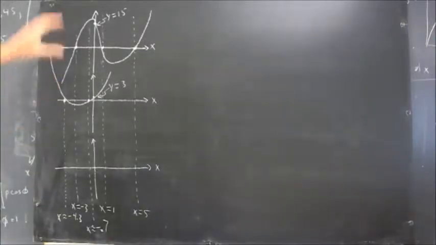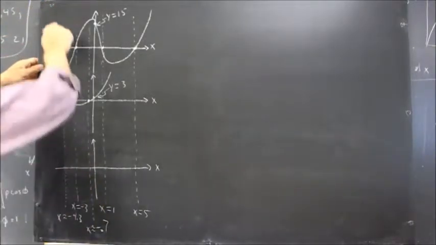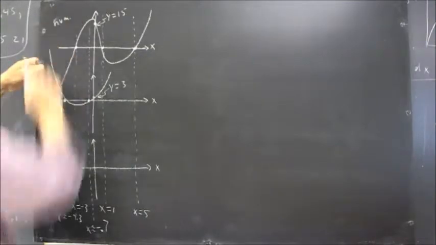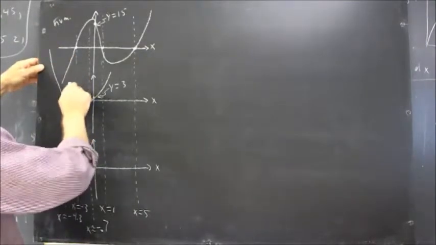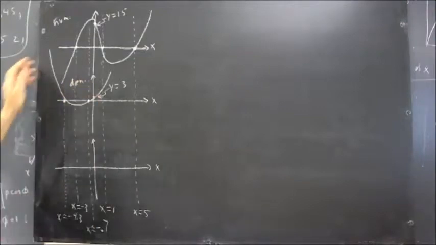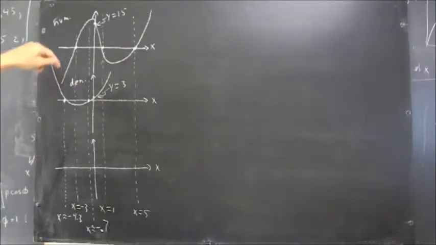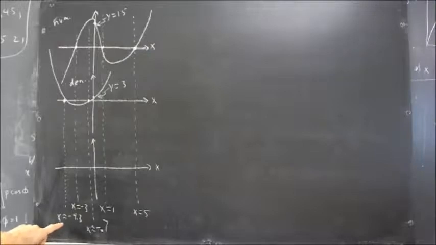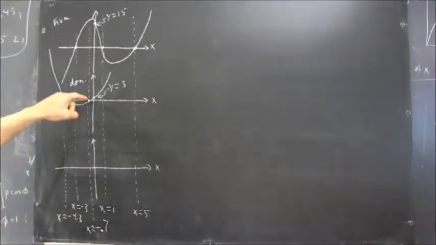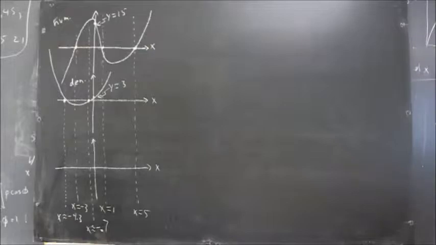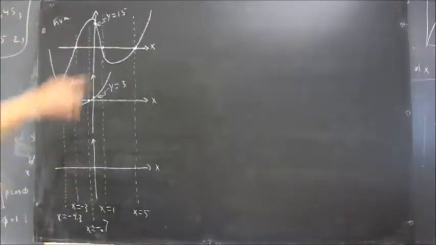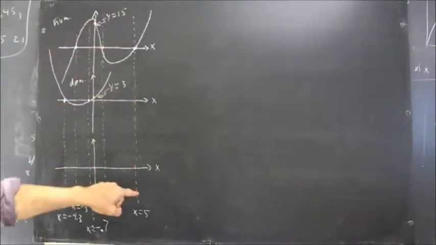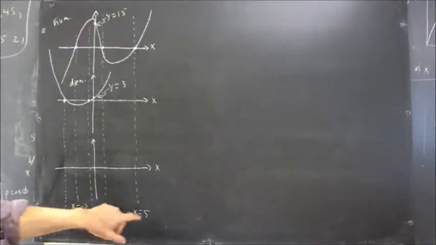Now, I've sketched the graph of the numerator, the graph of the denominator, and I've also drawn vertical dotted lines indicating where the zeros of the denominator are, at x equals negative 4.3 and at x equals negative 0.7. I've sketched also a vertical line through each of the zeros of the numerator function. So negative 3, 1, and 5.